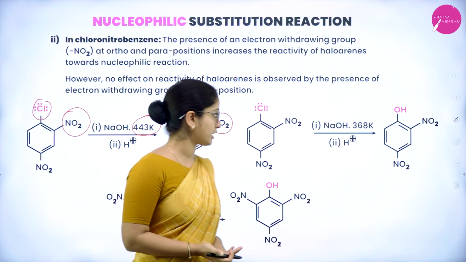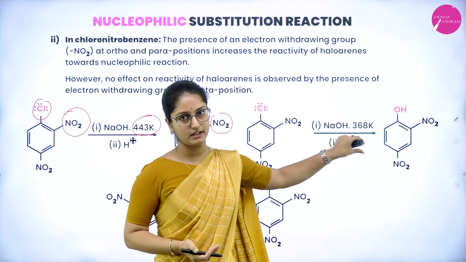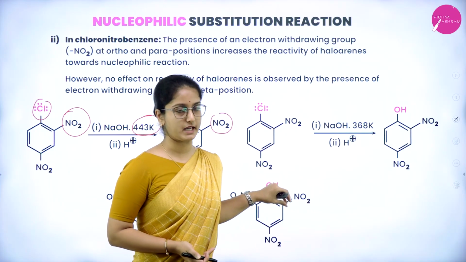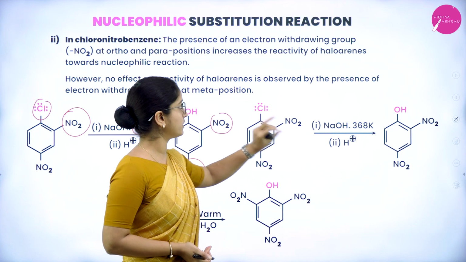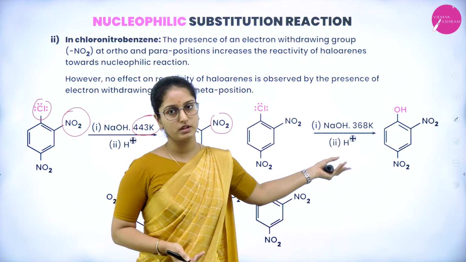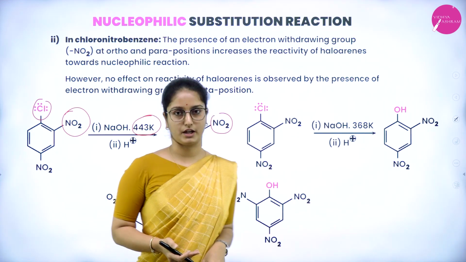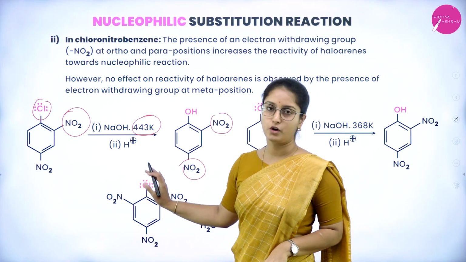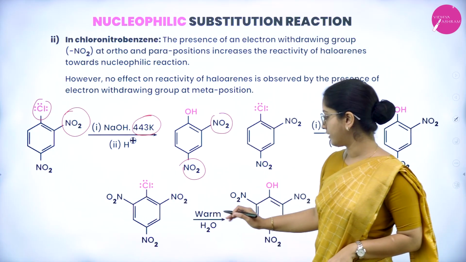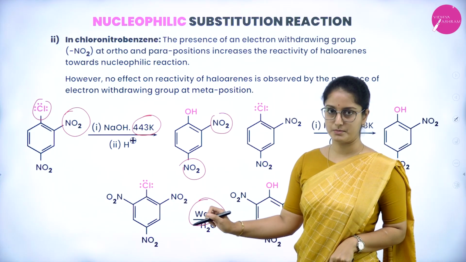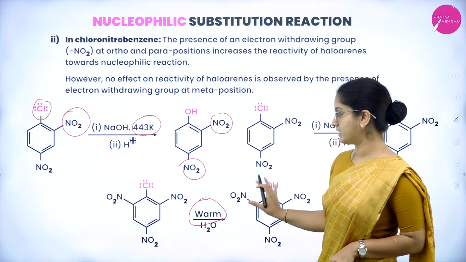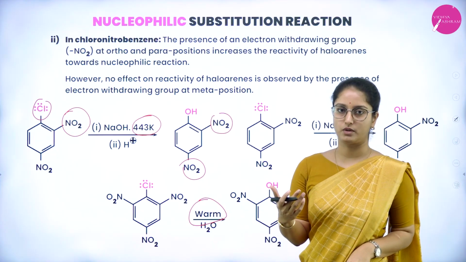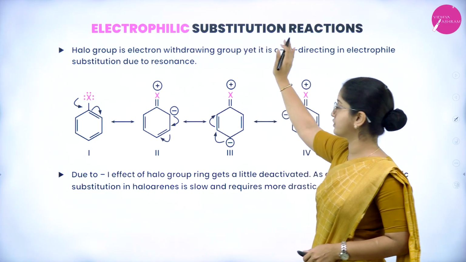In the second reaction, the same molecule at a different temperature, the electron withdrawing group is at the ortho and para positions. There is no change in that, so it will also make the reactivity more towards the nucleophilic substitution reaction. But there is one more reaction where the electron withdrawing group is in the meta position. At warm temperature, the reactivity of haloarenes will be less because of the position of the electron withdrawing group.